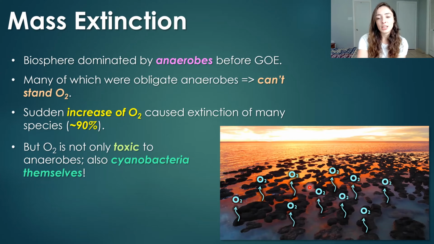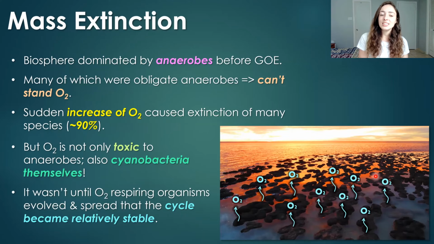I mean, if you think about it, you wouldn't really want to be sitting in an atmosphere of your own waste, because oxygen is, like, their waste product. So it makes sense, but this also really strained cyanobacteria themselves. And it wasn't until respiring organisms came about to balance the oxygen production of cyanobacteria with oxygen consumption by animals like us that breathe in oxygen, that the cycle really started to become relatively stable. And that had a long time to do so.